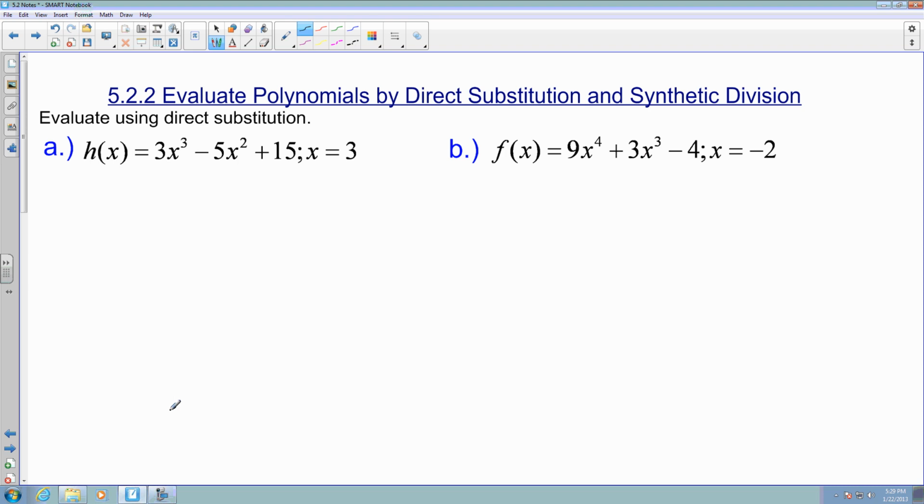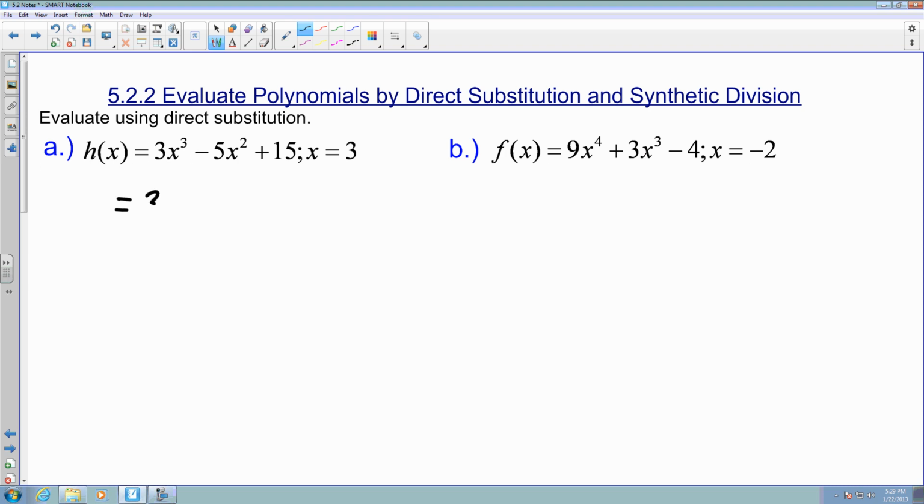When you're evaluating polynomials, you can do it two different ways. One of which is very familiar to you, evaluating using direct substitution, and then also you could use synthetic division. We're going to ask you to use both. For example A, I have h of x equals 3x cubed minus 5x squared plus 15, and they want x to equal 3. So when I use direct substitution, all I'm doing is substituting in my 3 for the x spots in our function.